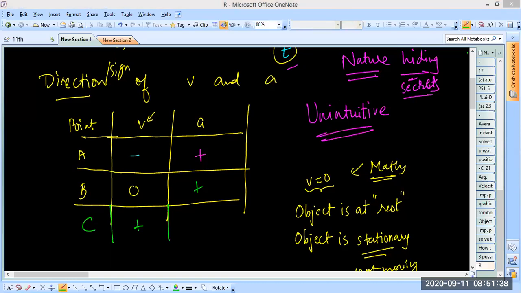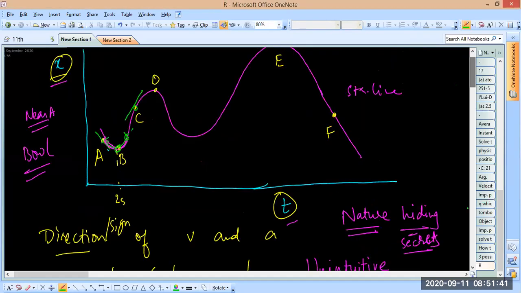Acceleration at C. Come on, people. Acceleration at C. I've started to get some right answers. I'm happy about that. Very good. Most of the answers that I've got are correct.